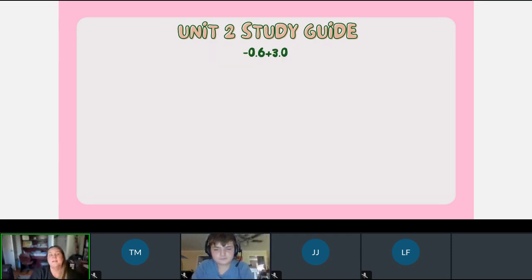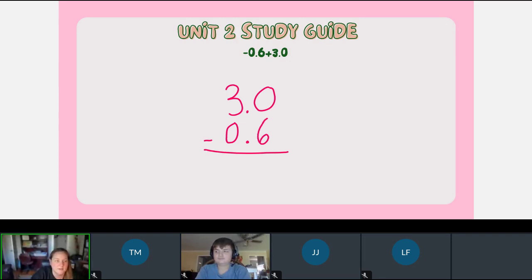This is slide 9. If you're writing on your own paper, you can just write -0.6 plus 3.0. And our signs are different, so guess what we're doing? Subtracting. We got to put the bigger number up top, which is going to be 3.0. So if you're writing, you're going to write 3.0 on the top. Then we're going to line our decimals up and fill in our numbers and then subtract.